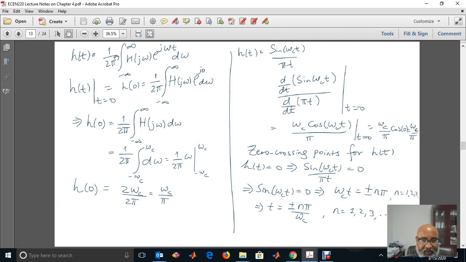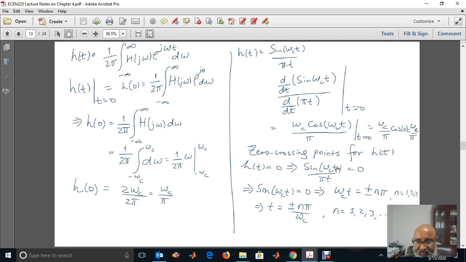We found it using the inverse Fourier transform. Because if I replace t equal to 0 here, the result is sine 0 over 0. 0 over 0 again is undefined. We have to use L'Hopital's rule. We differentiate with respect to time t the numerator and the denominator. The numerator's derivative with respect to time is this. The denominator, the derivative of pi t, is pi. Evaluate at t equal to 0: omega c over pi, cosine 0, so omega c over pi.